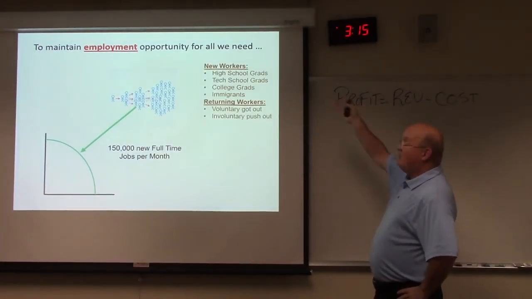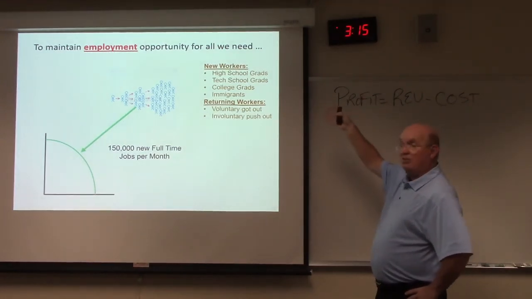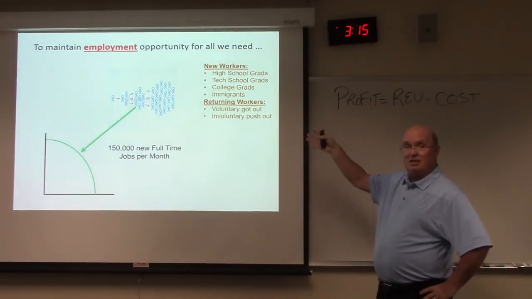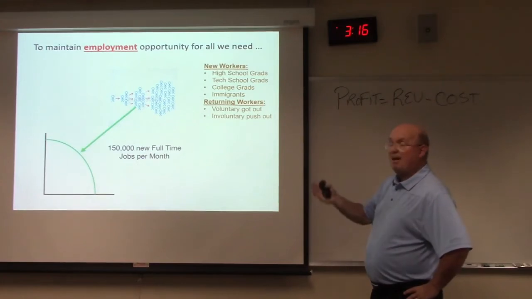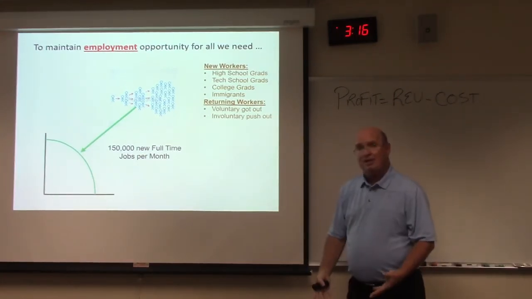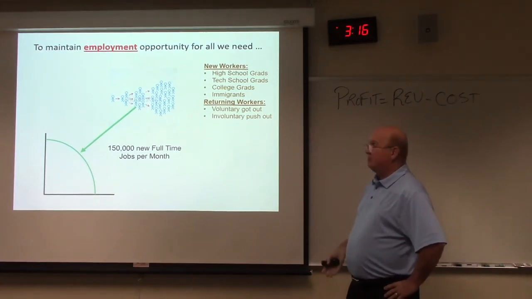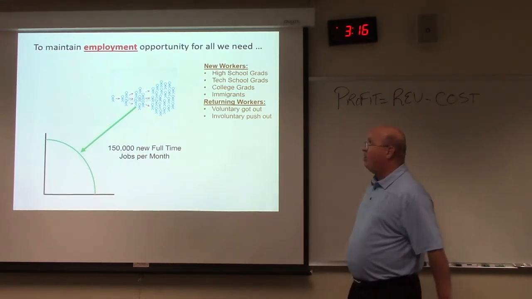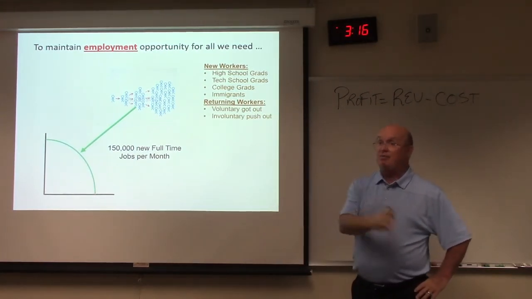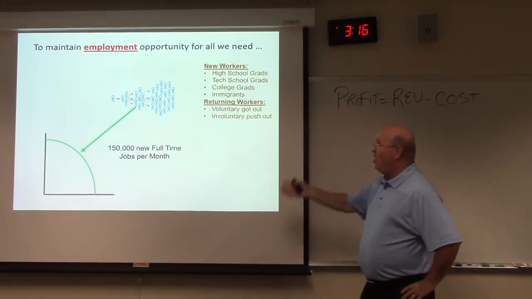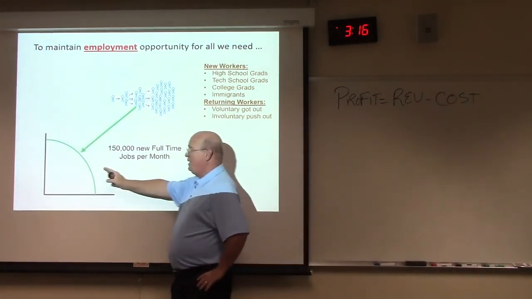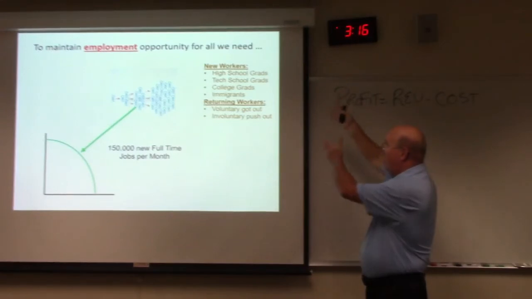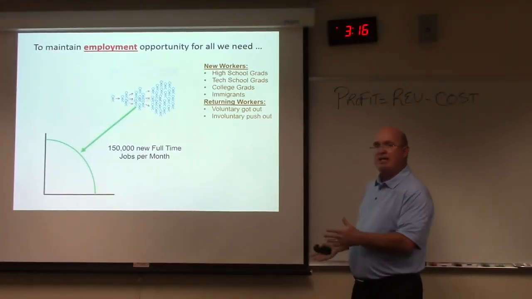Why? Because we got new workers coming in all the time. High school graduates, technical school graduates, college graduates, immigrants, people that are turning 16 that don't have an education. We got all these people wanting a job. We also have folks that are returning workers. They voluntarily got out. Maybe somebody had a baby and they decided to stay home for a while. Now they're getting back in. Or they were involuntarily pushed out. They were fired. Now they're looking for a new job. All of these mean we need to have at least 150,000 new full-time jobs per month so that all of our new workers have the opportunity to have a job.